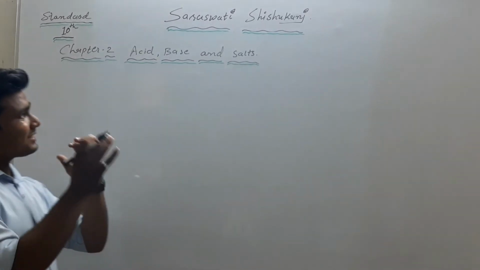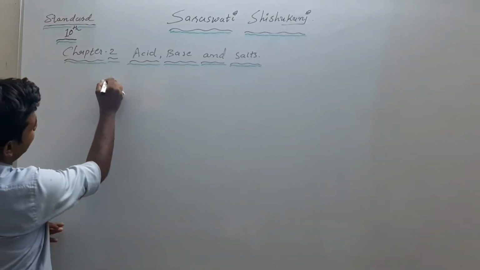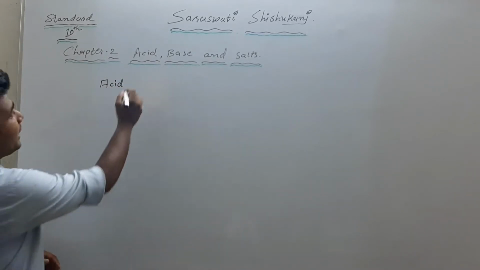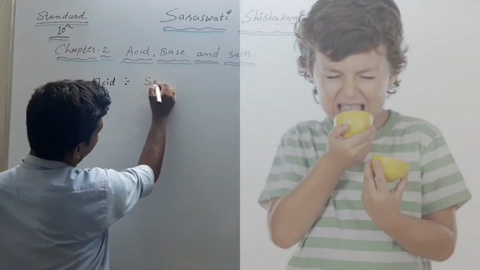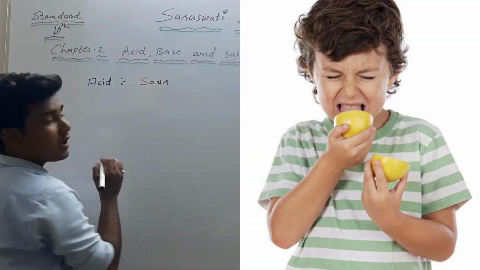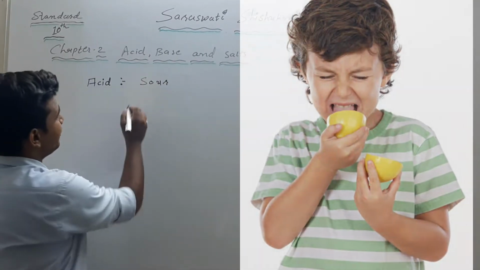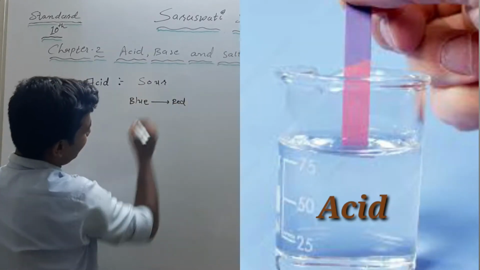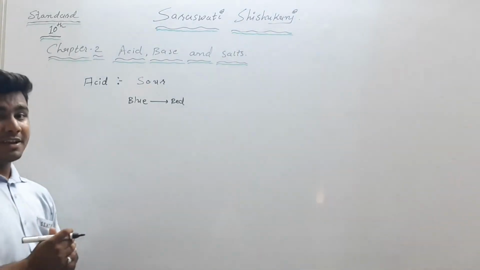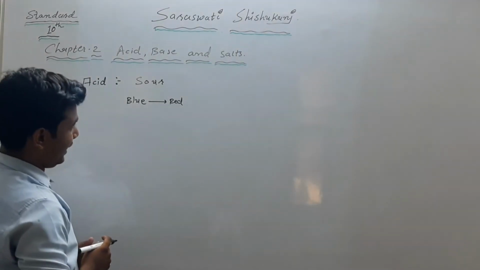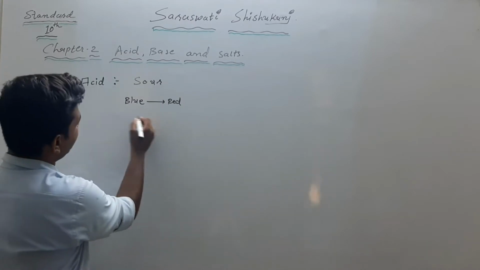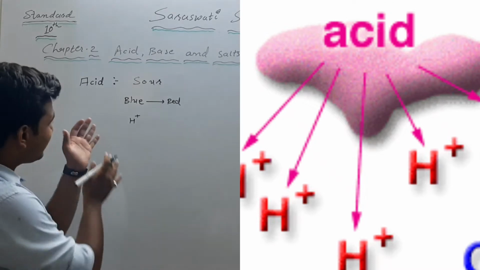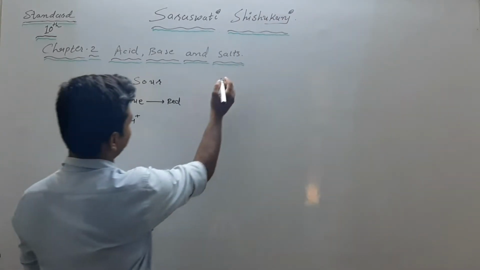So let's make a recap of what we know about acid and base. We know acid is sour in taste. Acid converts blue litmus paper into red, and acids are substances which, by ionization or by adding water, give us H+. So these are the things we know about acid.